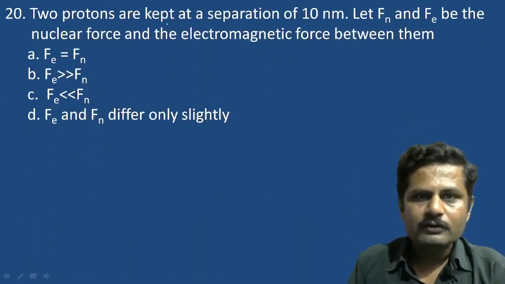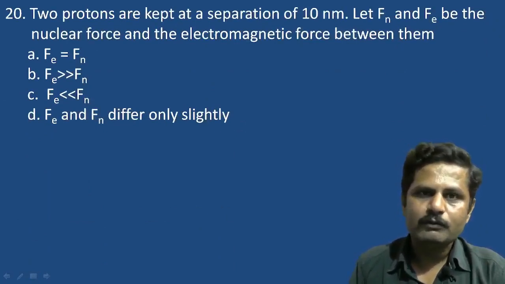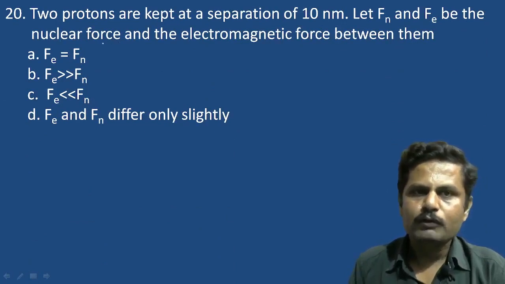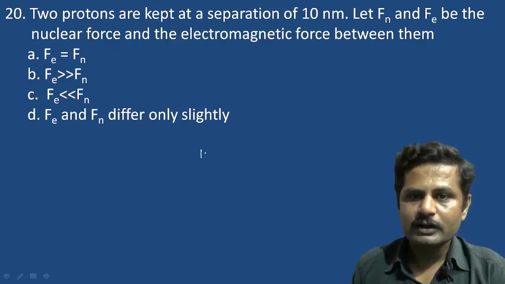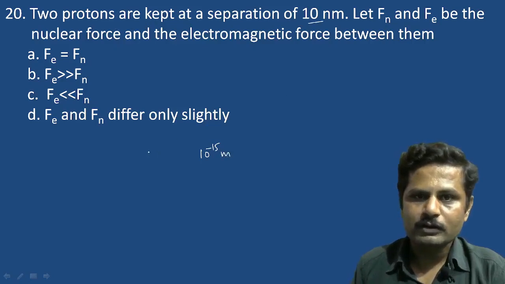That is, two protons are kept at a separation of 10 nanometer. Let Fn and Fe be the nuclear force and the electromagnetic force between them. So here the nuclear forces are short range forces, and the nuclear force will act only when the separation between the two protons is less than or equal to 10 to the power minus 15 meter. But here the separation between the two protons is given, that is 10 nanometer. This 10 nanometer is nothing but 10 to the power minus 8 meter.